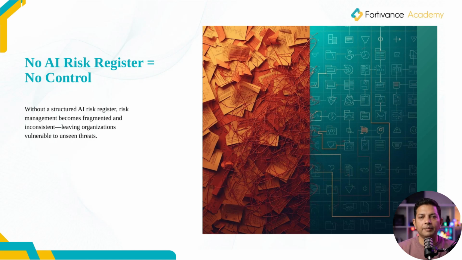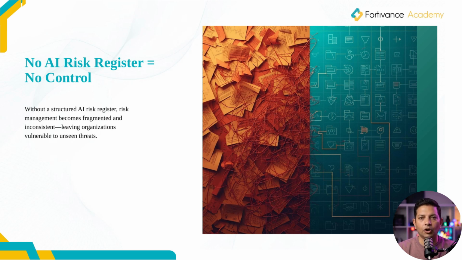One of the biggest gaps I see in organizations working with AI is this. They don't have a structured way to track and manage risks. Teams identify risks during discussions or assessments, but those risks are not documented, tracked, or monitored effectively. And that's where an AI risk register becomes critical.